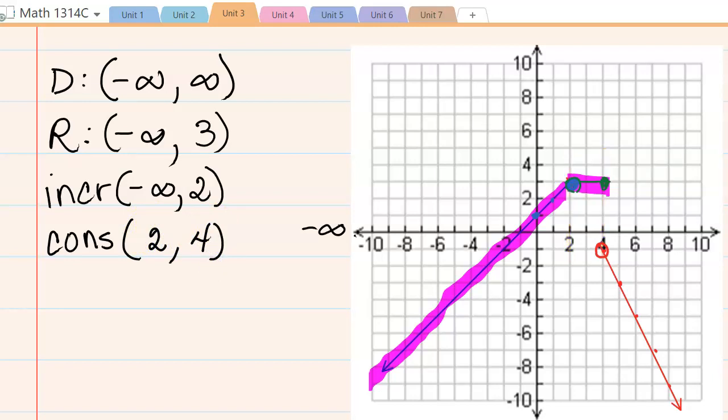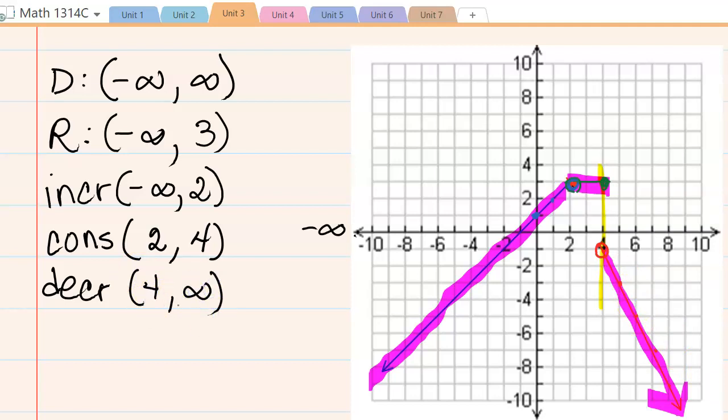The next thing we need to do is to take a look at what happens after the 4. We jump down here and we go down, down, down, down. So that means it is decreasing. So we will write that we have a decreasing interval. And we're going to see from where. Well, it starts decreasing right here at x equals 4, and it goes all the way to infinity. So from 4 to infinity, we have a decreasing interval. And that concludes this video.